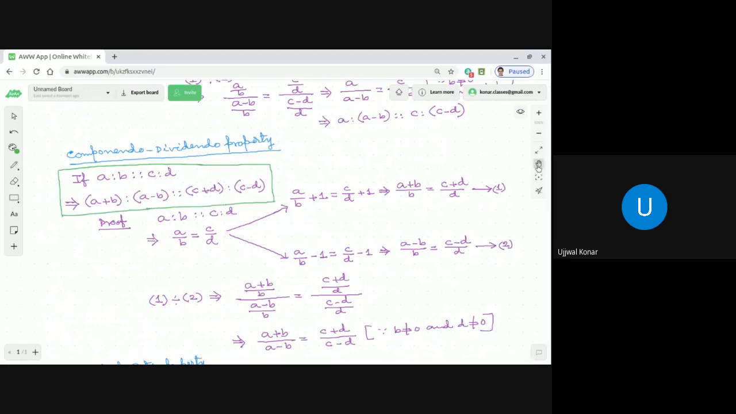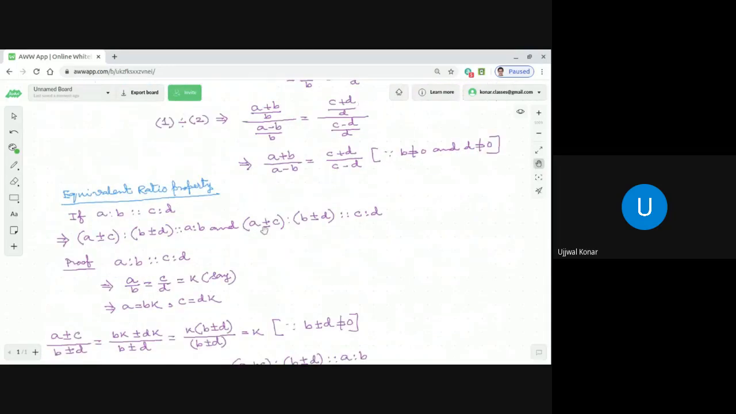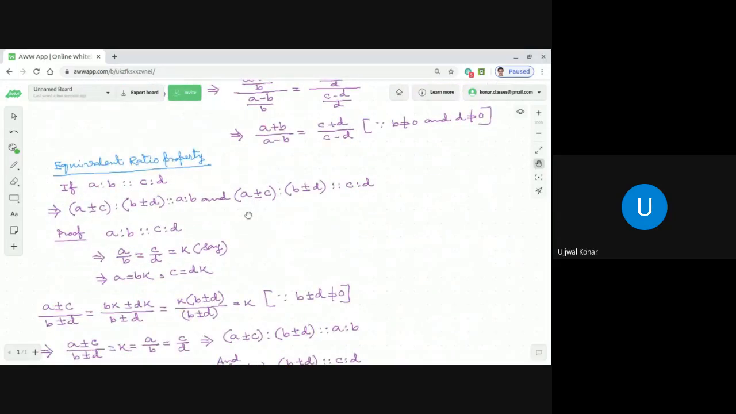And the last property we learned today is known as the equivalent ratio property. And it says that if A is to B is equal to C is to D, then A plus minus C is to B plus minus D is equal to A is to B, and A plus minus C is to B plus minus D is equal to C is to D.